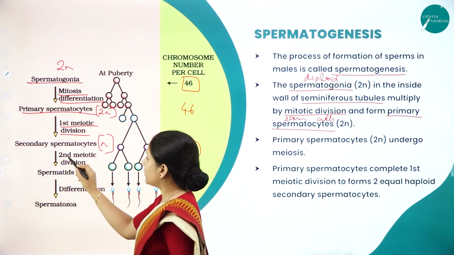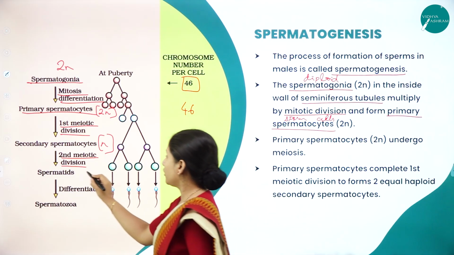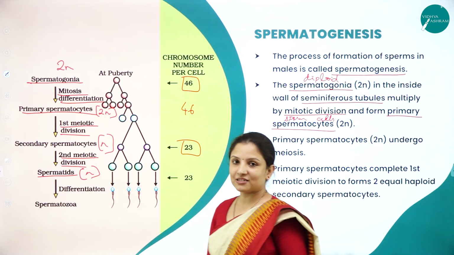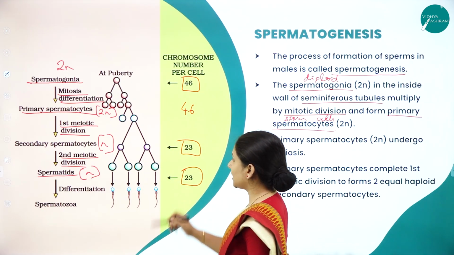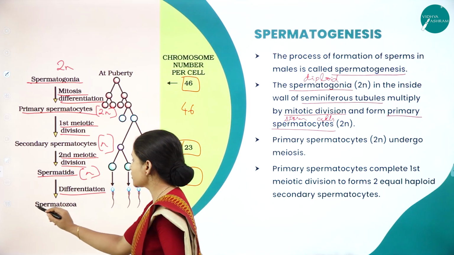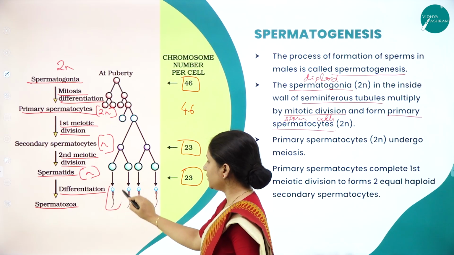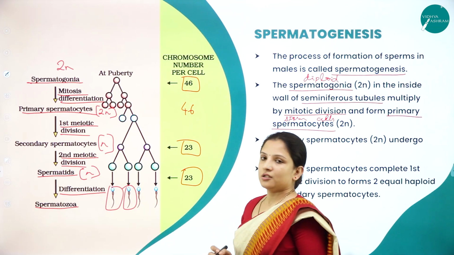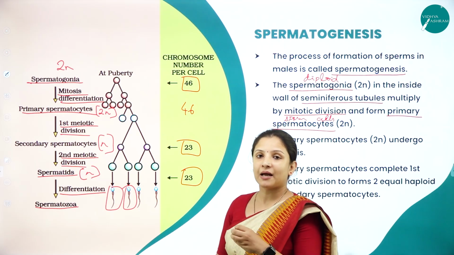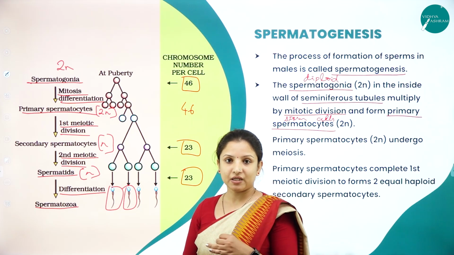Again, the secondary spermatocyte will undergo the second meiotic division. Again it is meiosis, so they'll have half the set of chromosomes again, and they are called spermatids. So, 23. And these spermatids finally undergo differentiation to form the spermatozoa, or the sperms. This is how the process of spermatogenesis occurs. Where does this happen? Inside the Sertoli cells. In the seminiferous tubules.